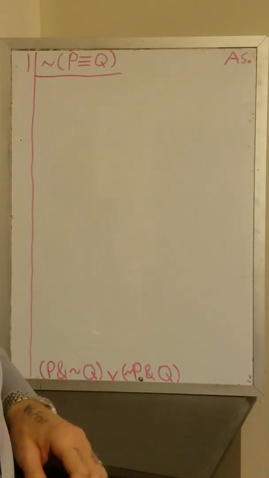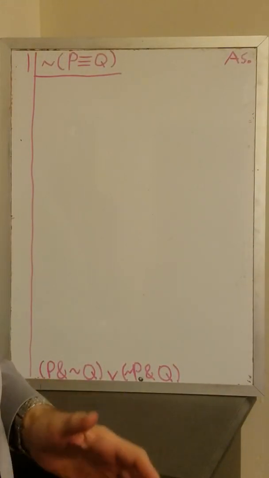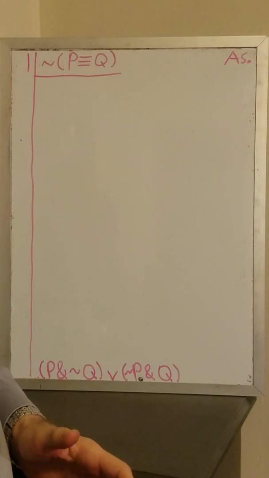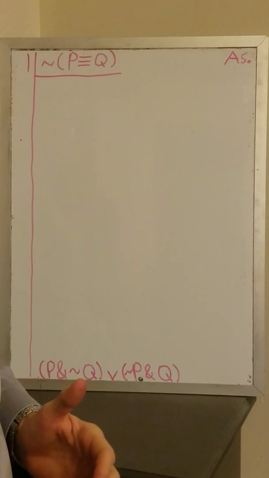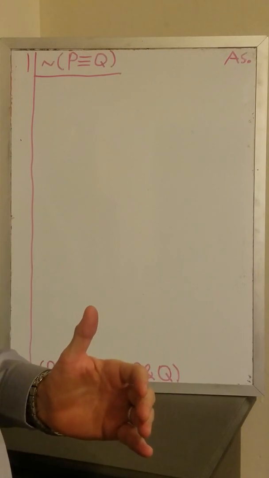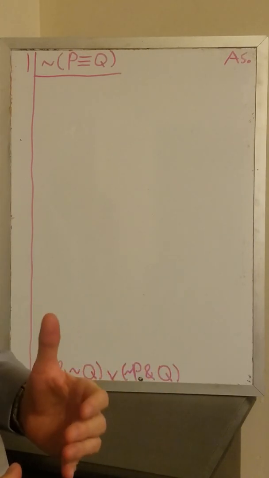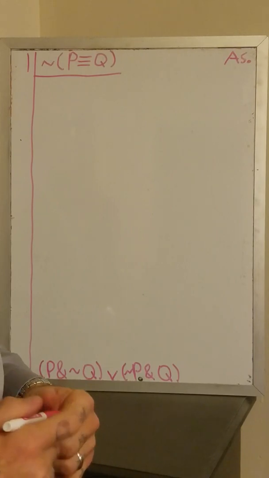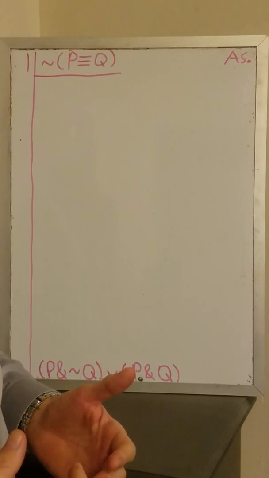Okay, so we're going to do one final example here. This is actually a pretty complex one. So the hardest part of this for me is going to be whiteboard management, because this is going to be quite long. It's going to involve some nested subderivations. And like I said, it's important to keep your derivation neat.